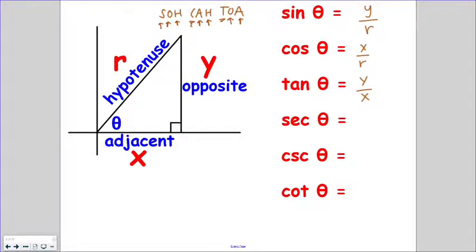Now, when we think about secant, cosecant, and cotangent, we're going to define secant as 1 over the cosine of theta, or the reciprocal of cosine. So that will be r over x. Cosecant is 1 over the sine of theta. That's going to be r over y. And then cotan, that's the reciprocal of tangent. So that is going to be x over y. Now, cotan is easy to remember as the reciprocal of tangent.